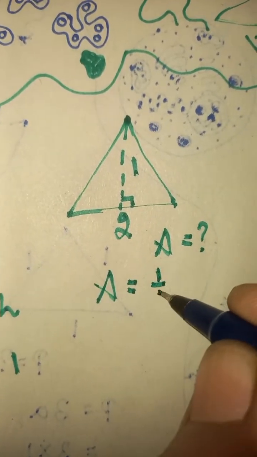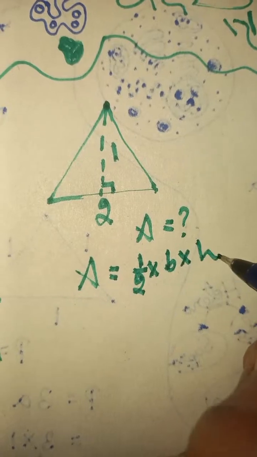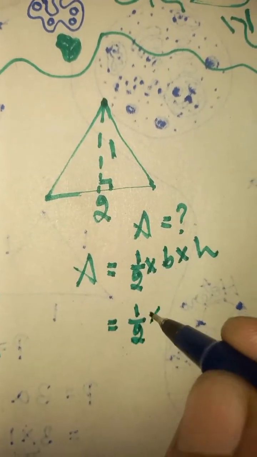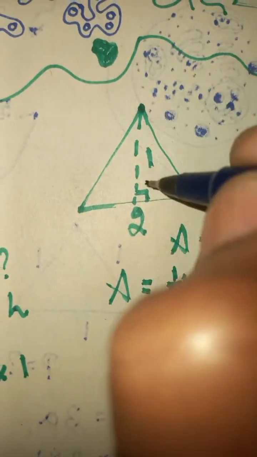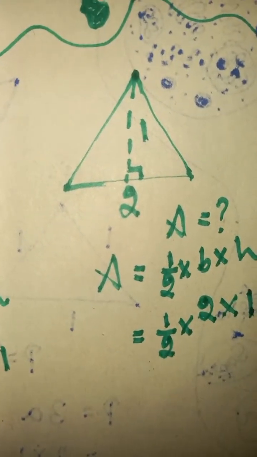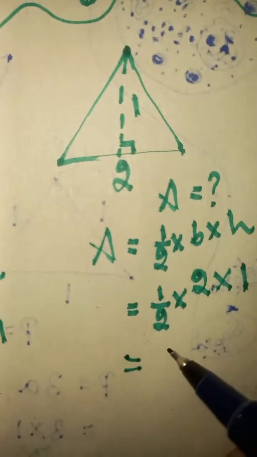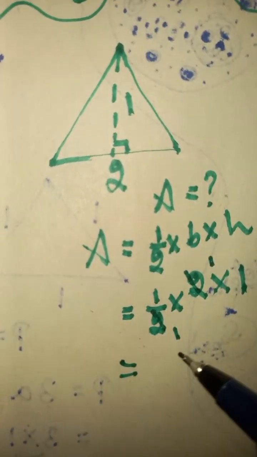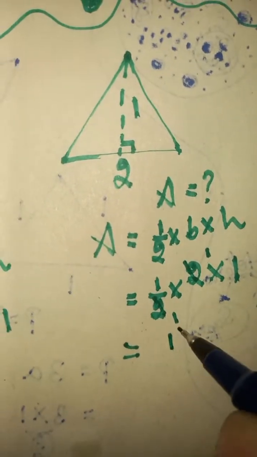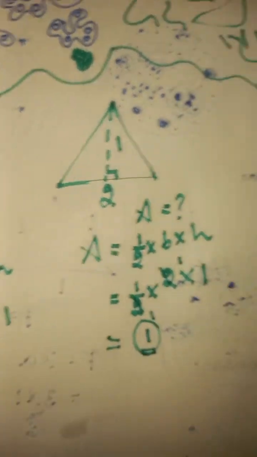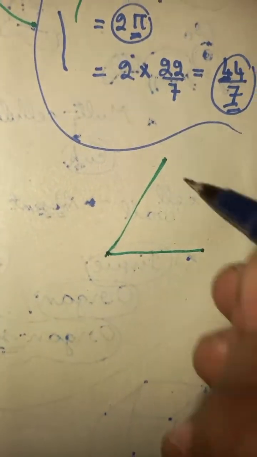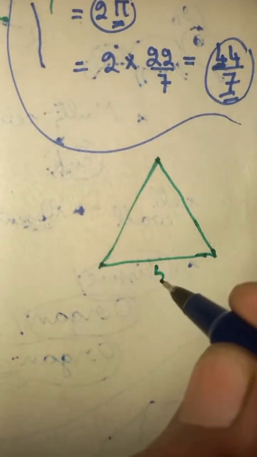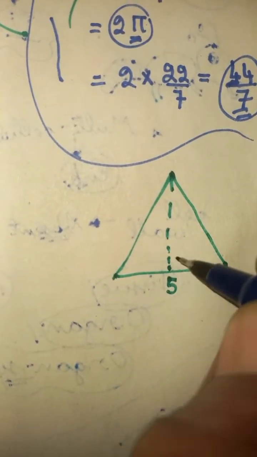Area of the triangle even here is half times base times perpendicular height. That means half times, this is the base, which is 2 units, times, this is the perpendicular height, that is 1 unit. Now you can do it easily, 2 and 2 cancel, 1 times 1 is 1, so 1 square unit is the area of this triangle. Let's take one more triangle, where the base length is 5 units and the perpendicular height is 1 unit.